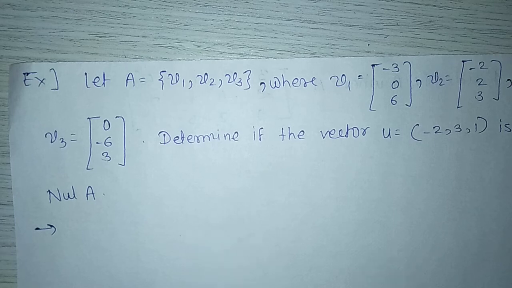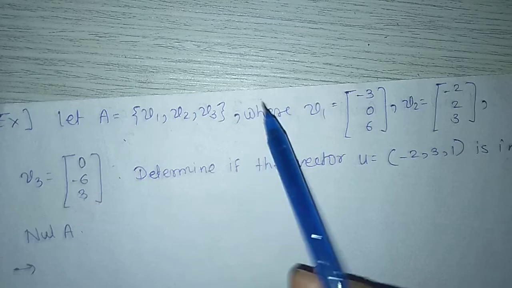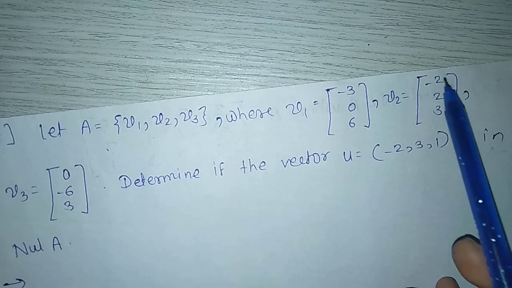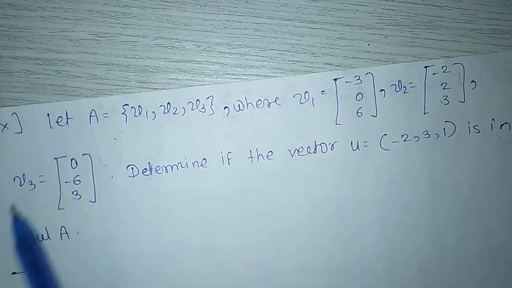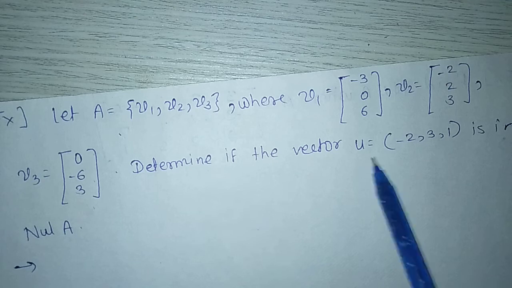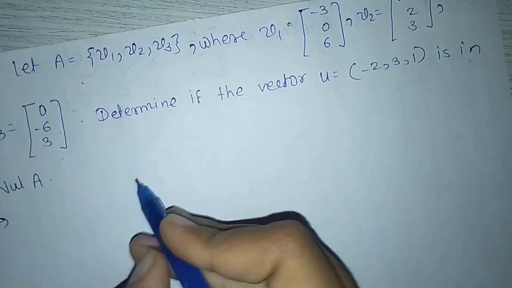Hello students. Next example, let A equal to [v1, v2, v3], where v1 equal to (-3, 0, 6), v2 equal to (-2, 2, 3), v3 equal to (0, -6, 3). Determine if the vector u equal to (-2, 3, 1) is in the null space of A.